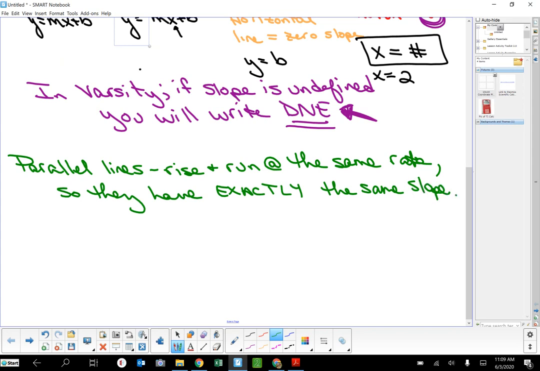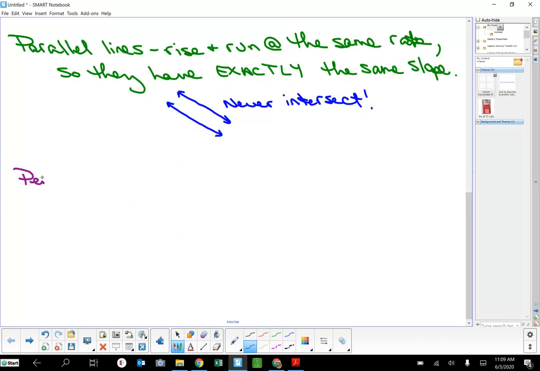Okay. And would those lines ever intersect each other? So if I had 2 parallel lines that are going to rise and run at the same rate forever and ever and ever, these will also never intersect, right? All right. How about perpendicular lines?